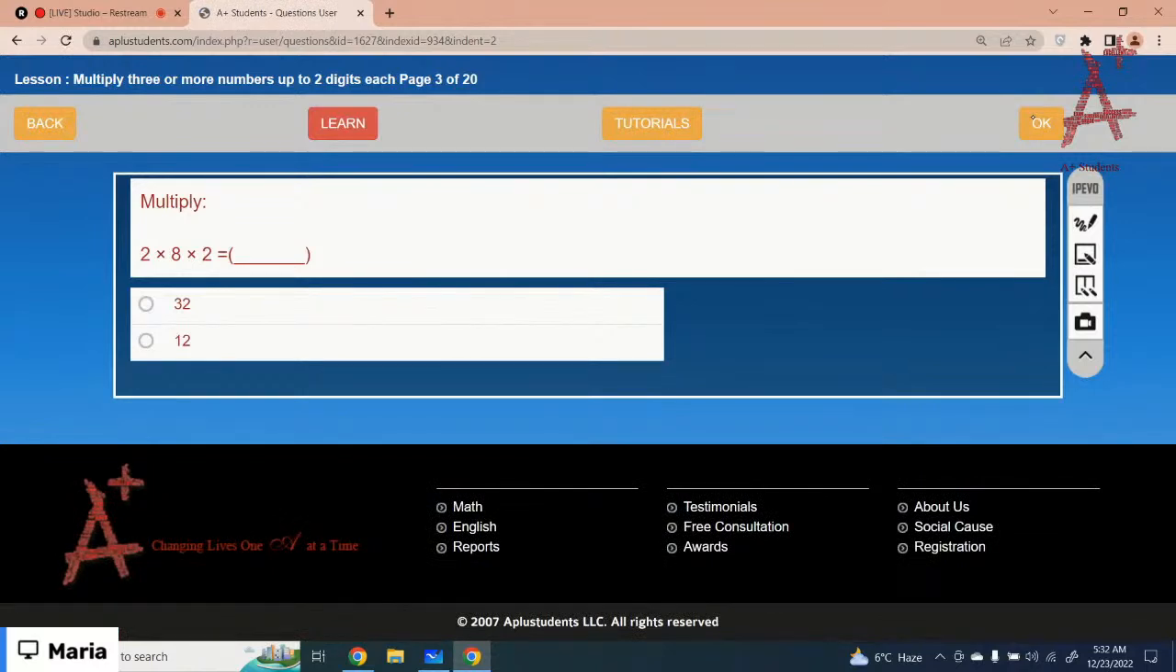Okay, the next one is 2 times 8 times 2. So which is the correct option? 8 times 2 is 16 and 16 times 2 is, yes, 32 it is. Got it? So the correct option is 32. So just select the correct option and then click on the OK button.